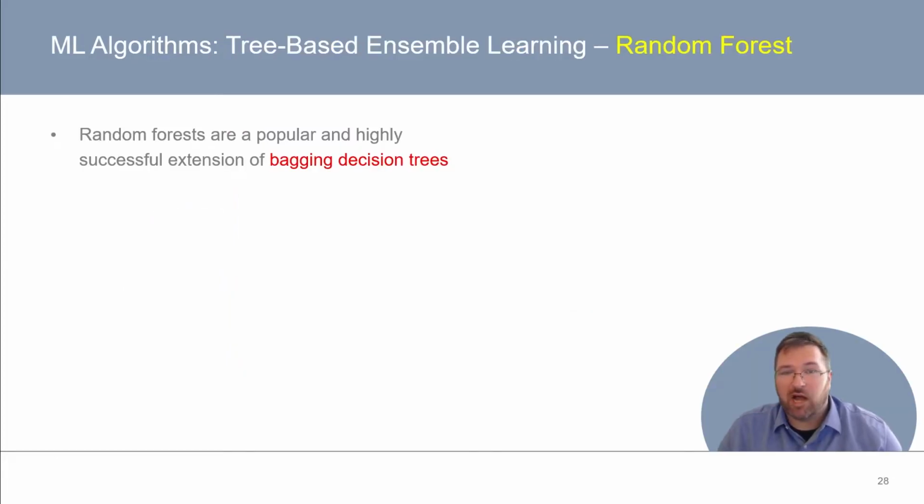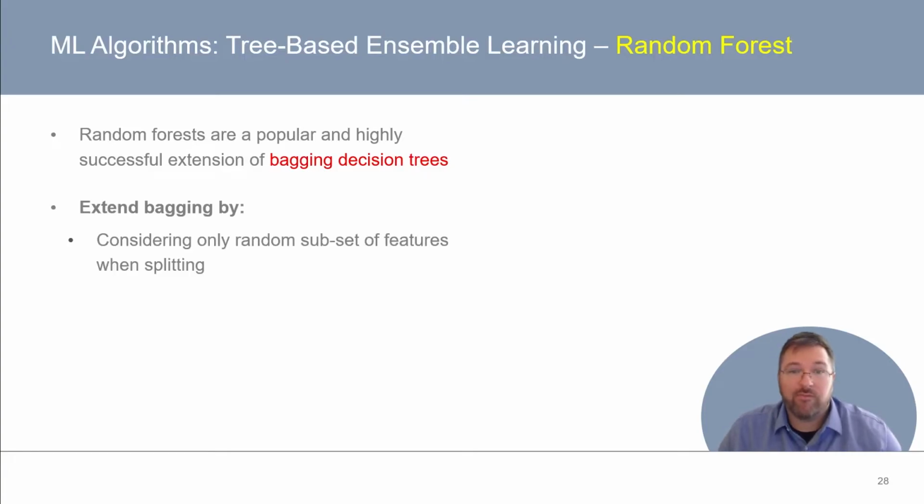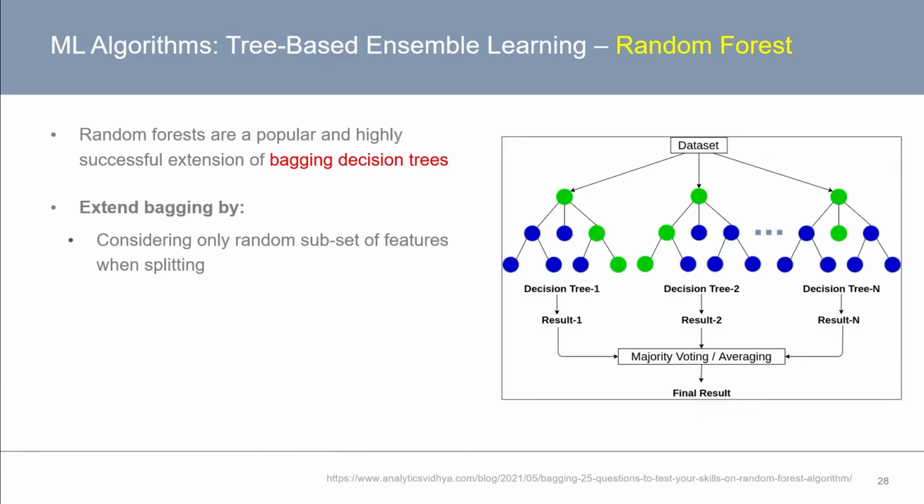Building further on the concept of bagging brings us to the random forest algorithm. As mentioned, random forest algorithms are a popular and highly successful extension of bagging decision trees. So first off, like bagging decision trees, the ensemble of trees is trained, each on a random sampling of the original training set. Random forests extend bagging simply by only considering some random subset of features in the data when conducting tree splits. Here on the right, we have another illustration of an ensemble of trees making up a random forest, where each tree has been trained on a subsample of the training set, and each split in each tree was made having access to only a random sample of available features in the data.